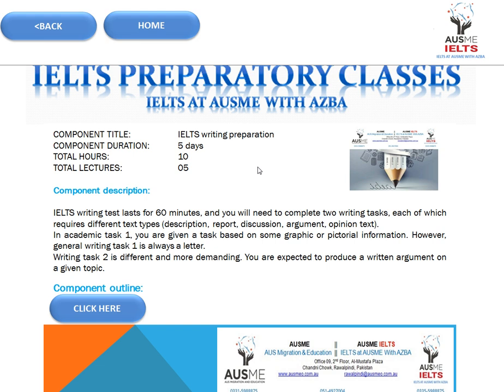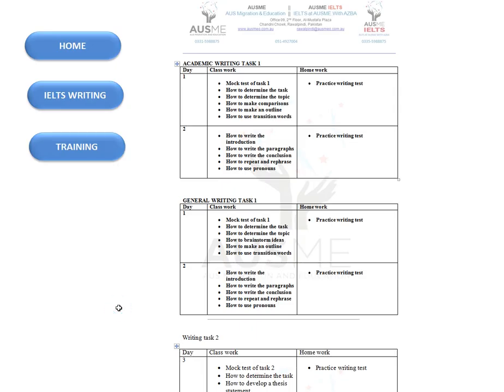In task 1 for the academic version, you'll get a graphic, and what you have to do is summarize it. And for task 1 for the general IELTS, you'll actually have to write a letter. So you'll have 60 minutes to do task 1 and task 2. But always remember, task 2 holds 2/3 of your band score for writing.